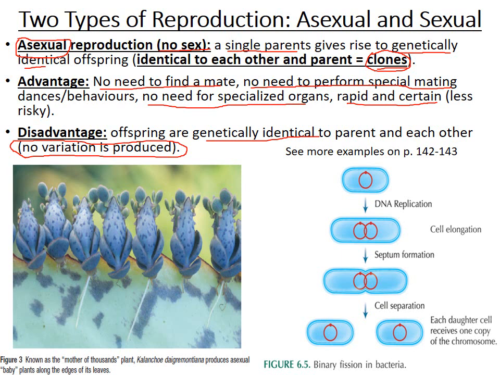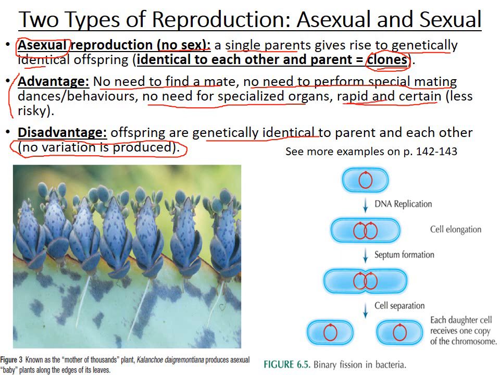So asexual reproduction, no sex, one parent gives rise to offspring. The offspring are genetically identical. There are advantages. It's not risky. It doesn't take up much energy. There's no specialized organs needed, and it's pretty quick. But the disadvantage is everything's the same.